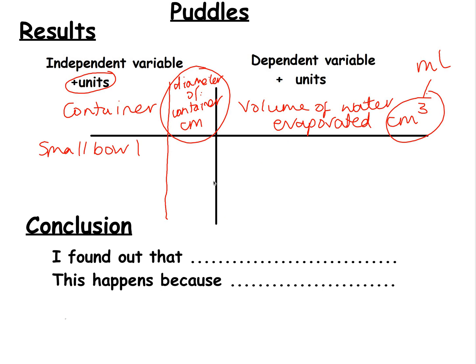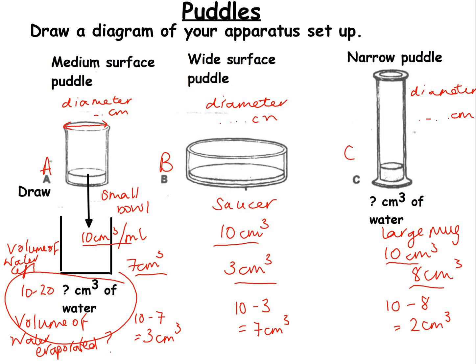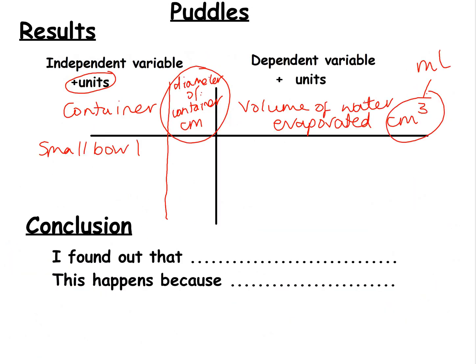And that had the volume of water that evaporated in that one was 3. So we've got 3, 7 and 8. This was our mug and this one was our saucer. And I'm going to give you some imaginary diameters. So our small bowl is going to be, let's say, 7 centimetres wide. Our saucer is going to be 15 centimetres wide.